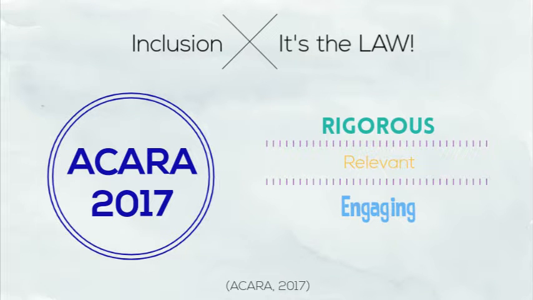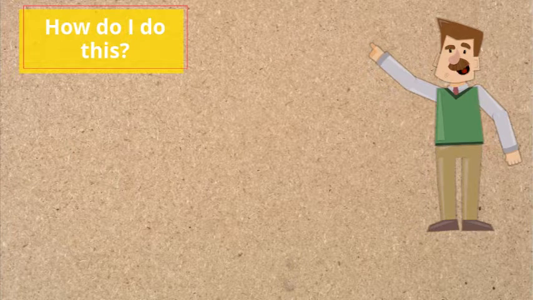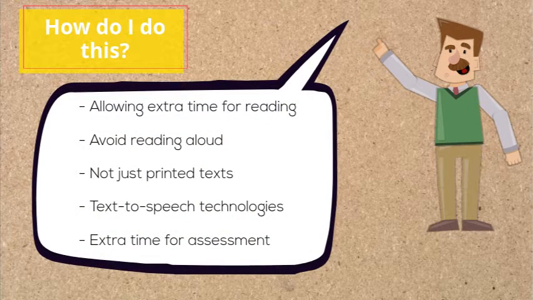We can make accommodations in our classroom to ensure all students with a reading difficulty are accessing the curriculum, such as allowing extra time for reading, avoiding reading aloud, involving other modes of text in the classroom, encouraging assistive technologies such as text-to-speech applications, and allowing extra time for assessment to read questions to students.